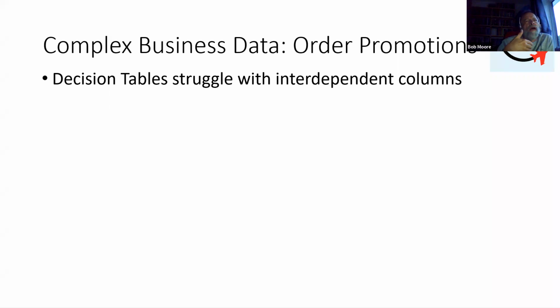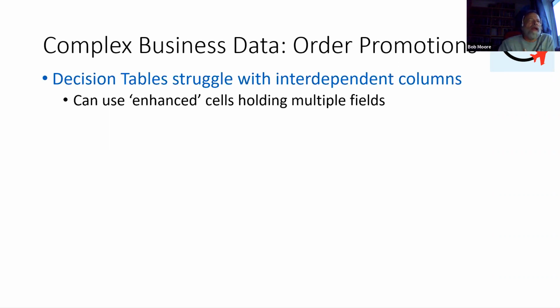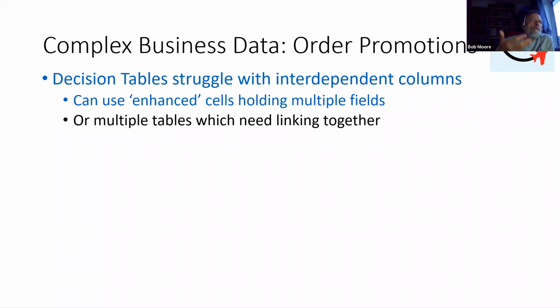And so one of the problems is that decision tables struggle with this idea of independent columns where I have both an item and a quantity. And there are ways around that. One way around that is to use enhanced cells. So if you're using suitable implementations of decision tables, I can have cells which don't have one value in, but have multiple values in. Or I can use multiple decision tables which are linked together, which essentially capture both of the items.